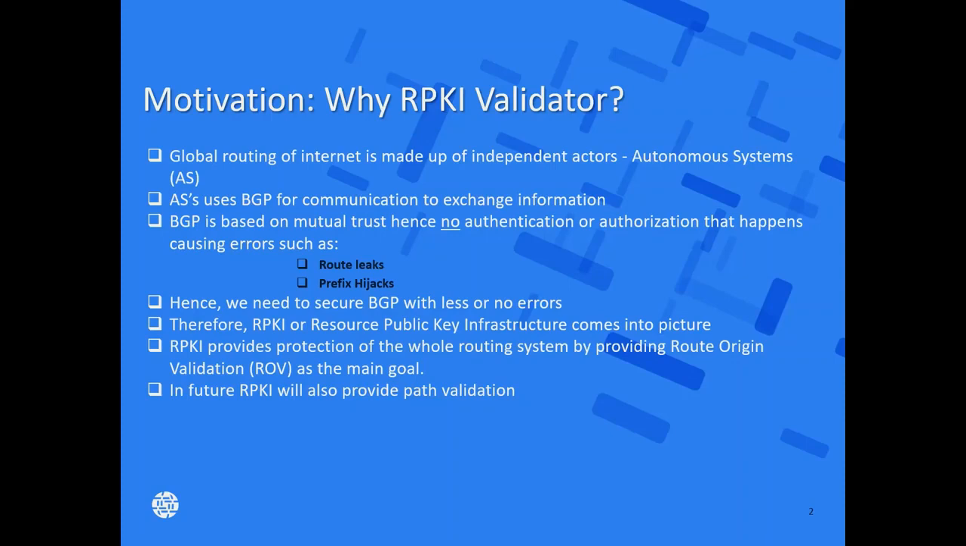So there's a need for us to secure BGP, so that we can have less or no errors. RPKI, or Resource Public Key Infrastructure, comes in to provide this security. It provides protection of the whole routing system by providing route origin validation, commonly known as ROV, as the main goal. In the future, we expect RPKI to also provide path validation.